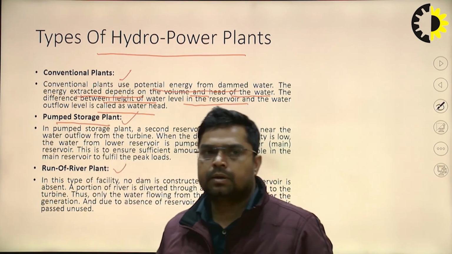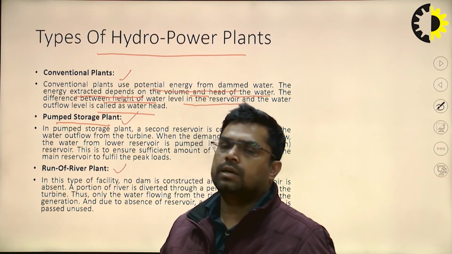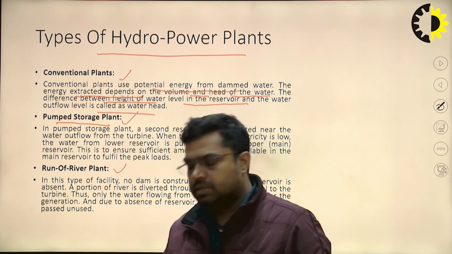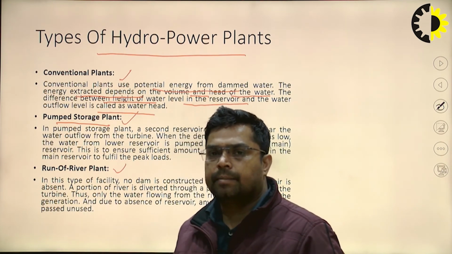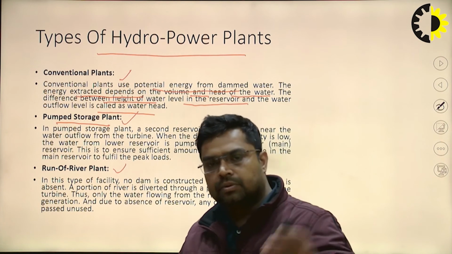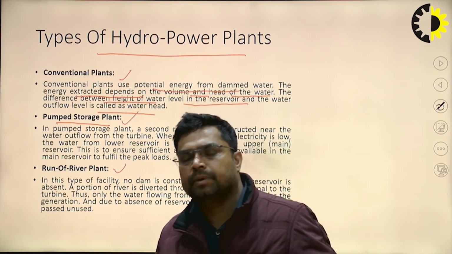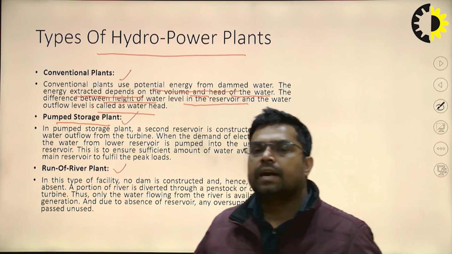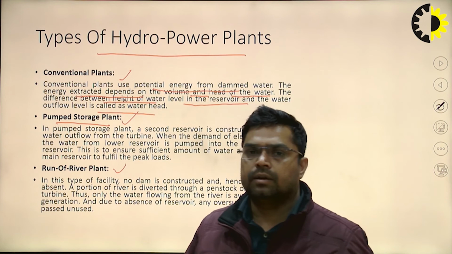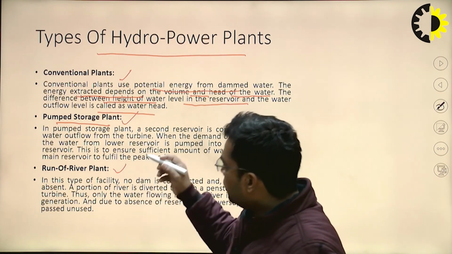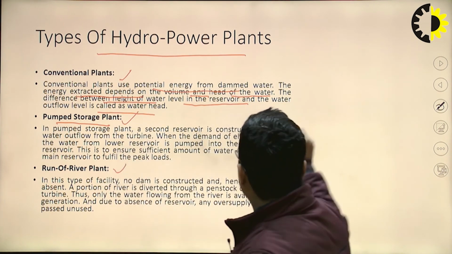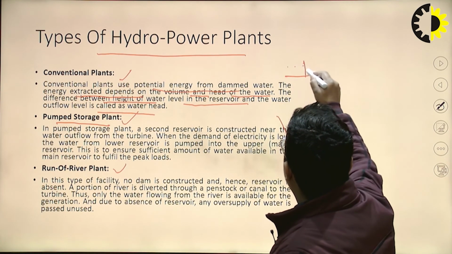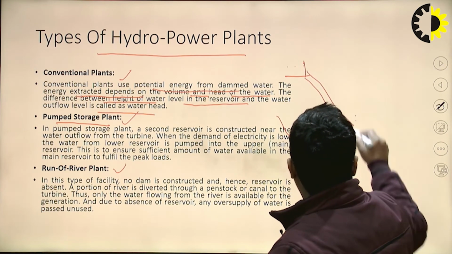What is a pump storage power plant? This is a special kind of power plant designed for the peak load. As you can see in the previous diagram, the water flows down to the ground at peak time, and in light load conditions, like in the night hours, we make a special arrangement. This is the height, this is the dam, this is the pipe, this is the turbine.